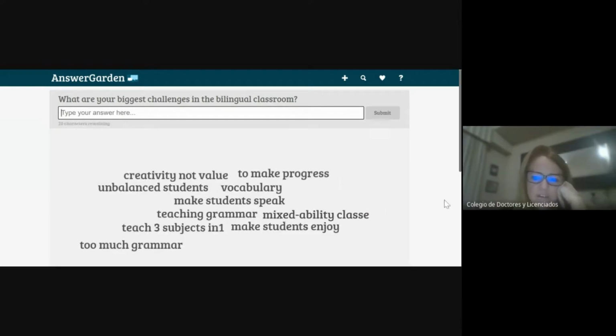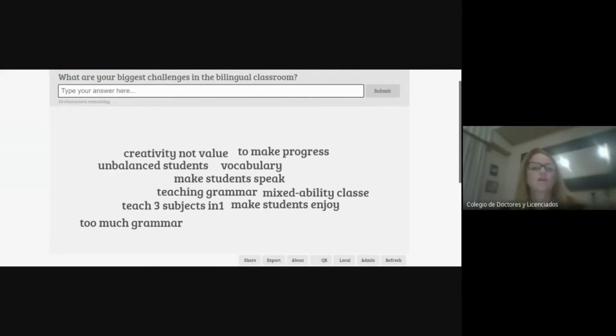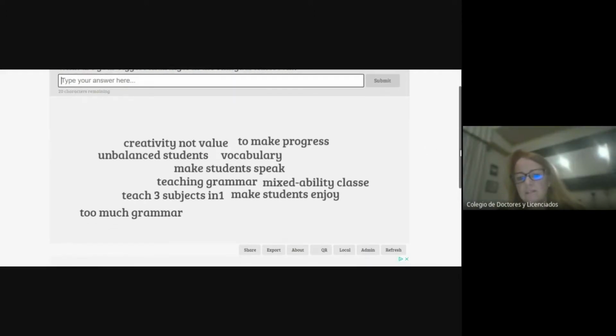Okay, so can you see my screen now? There we go. So we've got creativity not valued, unbalanced students, vocabulary, make students speak. This is one that comes up a lot. Teaching grammar, mixed ability classes, teach 3 subjects in 1, make students enjoy it, and too much grammar. Okay, so we can see there's a mixture. These are very typical challenges in the classroom. Okay, I'm going to go back to the presentation now.